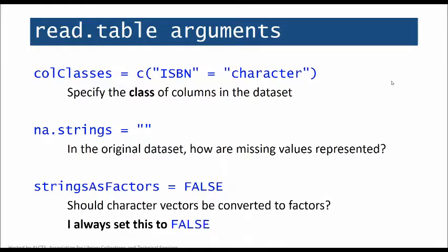And finally, stringsAsFactors. This I always set to false 100% of the time. By default, stringsAsFactors is set to true, and pretty much any R user is going to keep stringsAsFactors as false. That's because dealing with factors can be really problematic, and most of us just prefer our factors to be set to character values.